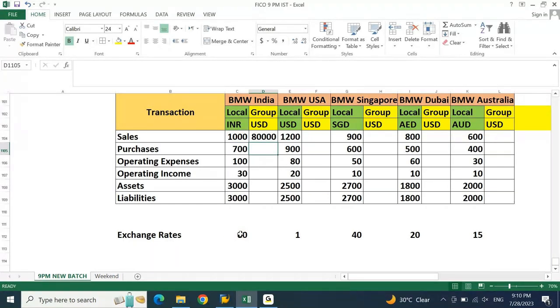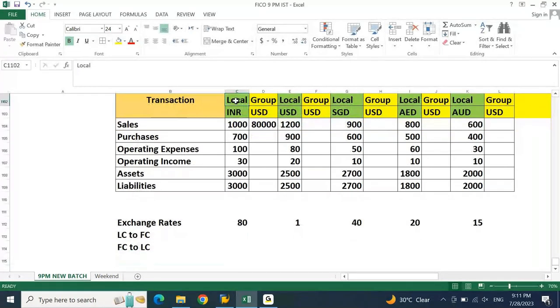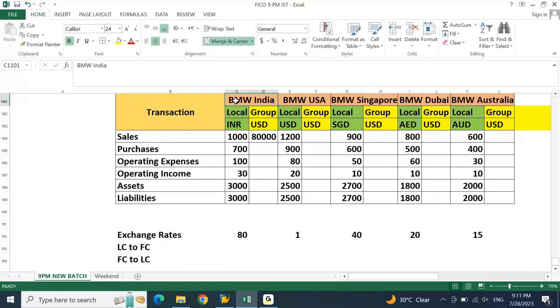Now here the point that you need to look at when you're talking about exchange rate, you need to consider two points: LC2FC, FC2LC. Is this called a local currency, group currency, or foreign currency? Local currency is what we know. What we need is foreign currency. So our conversion is local currency to foreign currency. If your conversion is based on local currency to foreign currency, a different logic is applied. If your conversion is from foreign currency to local currency, a different logic is applied.